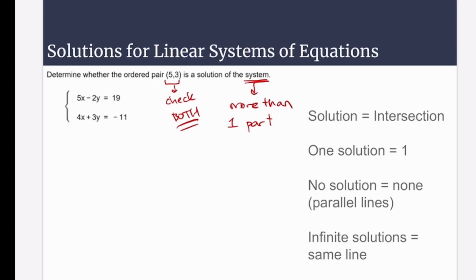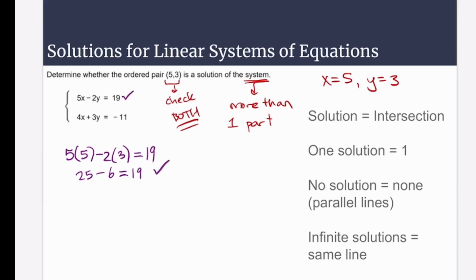So we're going to take our x value of 5, y value is 3, and we're going to just plug it in and see what happens. So our first equation, 5x minus 2y, is going to be 5 times 5 minus 2 times 3 equals 19. 25 minus 6 is 19. That is true. So that first equation, that point is on there.